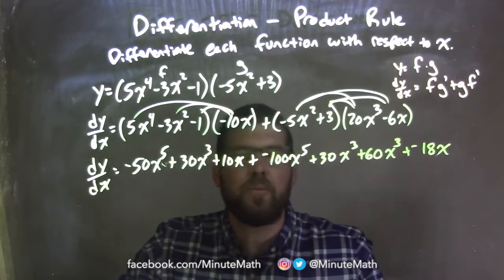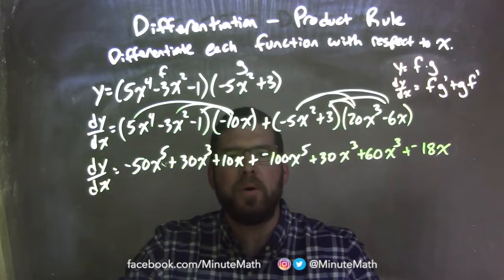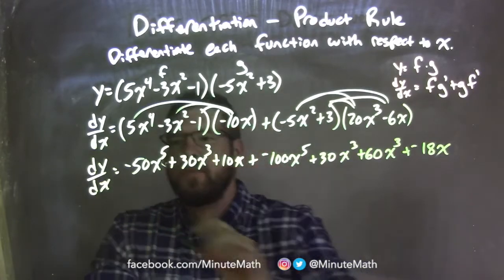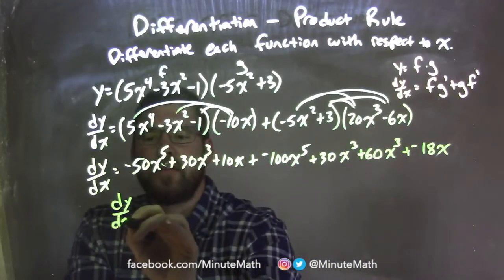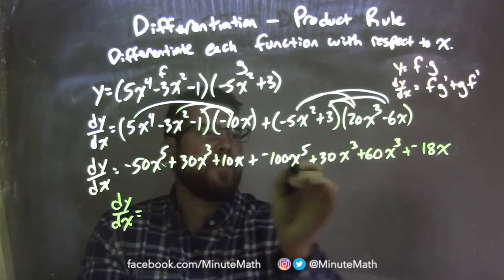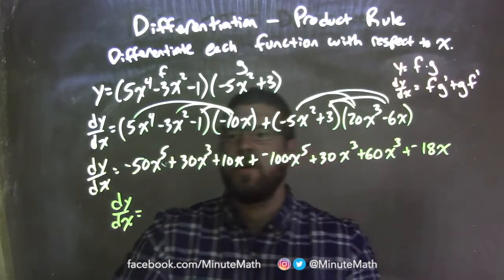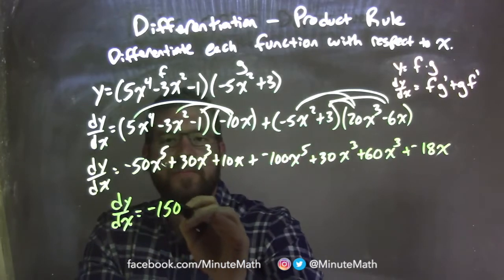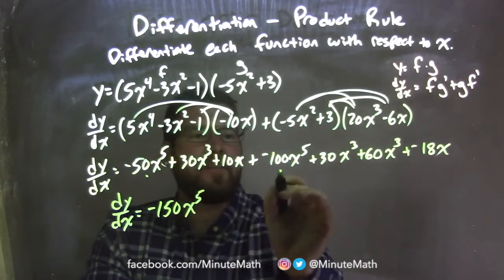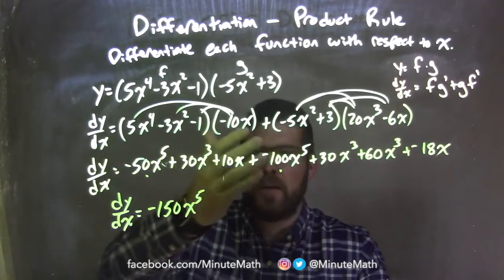Let's go simplify. Let's combine our like terms and put our highest degrees first. So dy/dx here. I see my highest degree is to the 5th power. So negative 50x to the 5th and negative 100x to the 5th give me a negative 150x to the 5th. And I put dots underneath showing that I've simplified and brought them down.